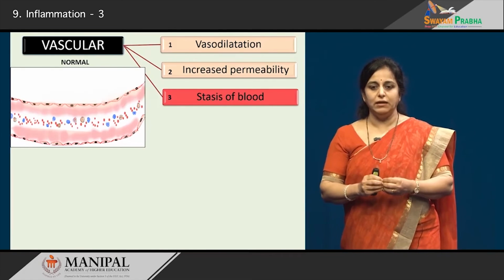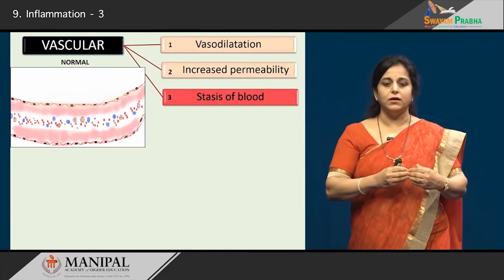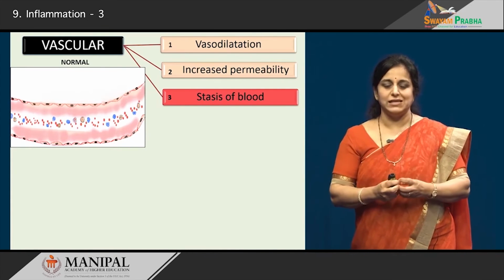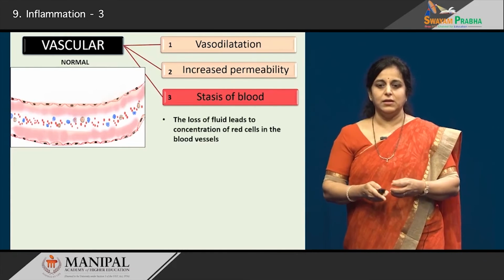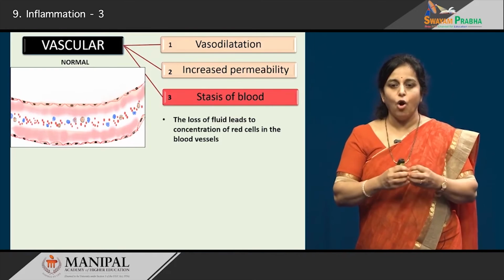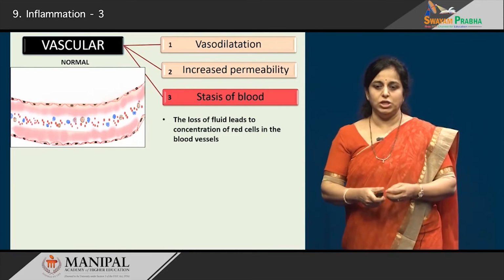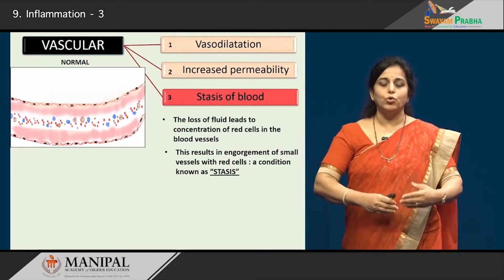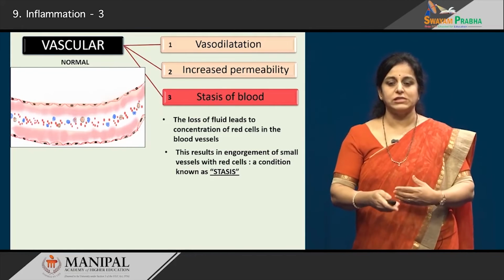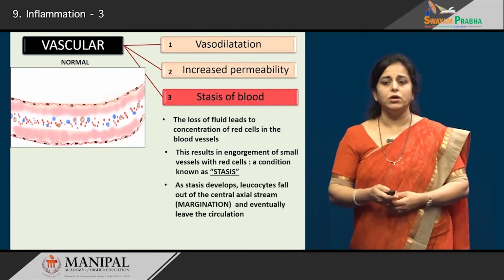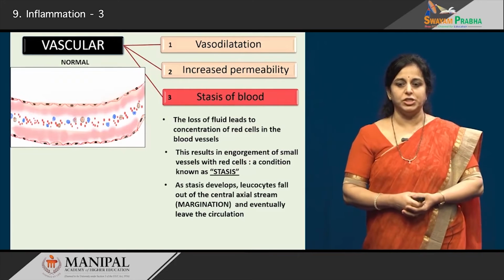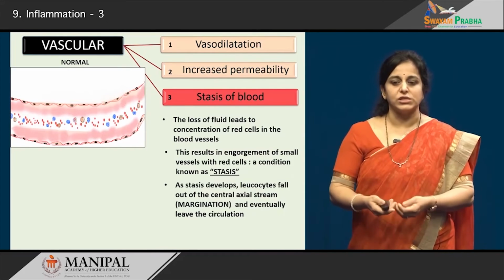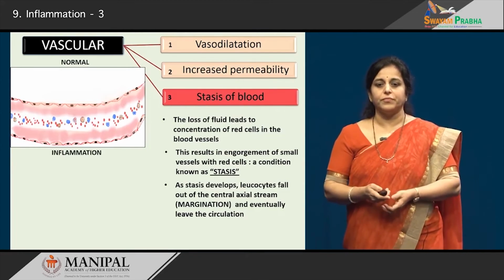Now, what is happening in inflammation? We have seen here, because the fluid is moving out, there is stasis of red cells in the blood vessels. So, the red cells are engorged within the circulation. This disturbs the laminar flow, and the leukocytes fall out of the central stream and marginate to the periphery of the circulation, eventually to move out of the circulation to the site of injury.